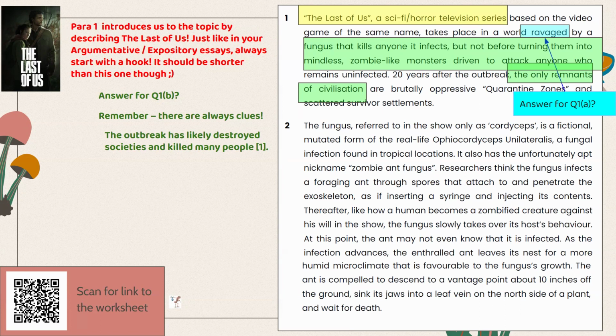Rosalind, is that your full answer? Most of them turned into zombie-like monsters? I would say that if you wrote only that, maybe you can be a bit more specific about who "them" is referring to. So most of society or most of the people in society have turned into zombie-like monsters. I think that would be a better answer because otherwise, it is not really specific enough. In your answers, whether it's inference or direct, make sure that it is as specific as possible. Okay, Rosalind, is that clear?